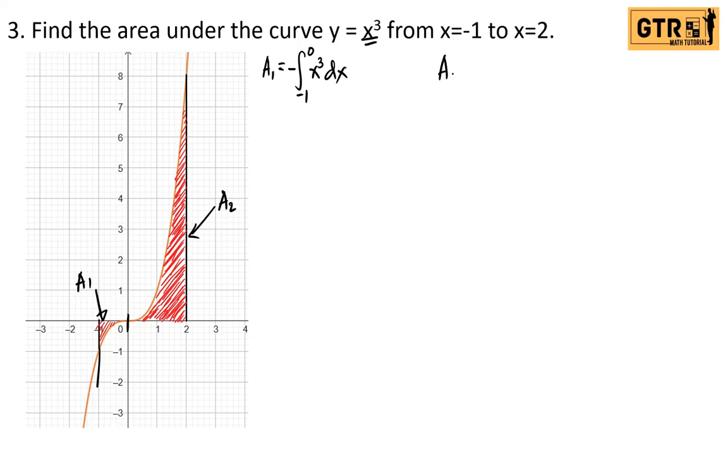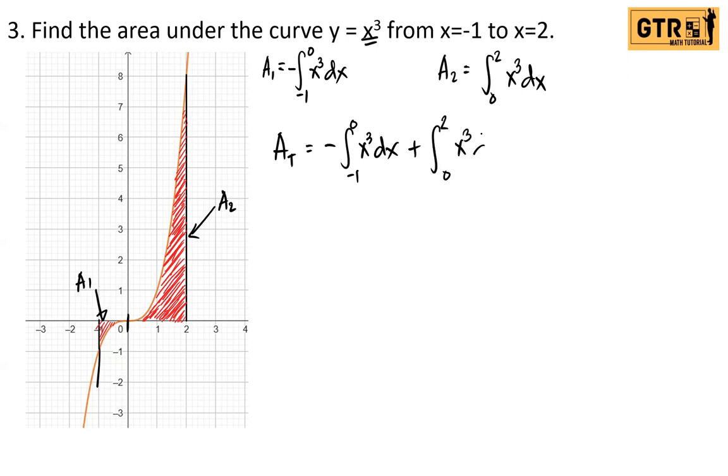Area 2 is equal to the integral; area 2 is above the x-axis, so the limits are 0 to +2, and then y dx, the value of y is x cubed. So we have x cubed dx. So the total area is equal to negative integral of x cubed dx from -1 to 0, and then just add this plus integral from 0 to 2 of x cubed dx.